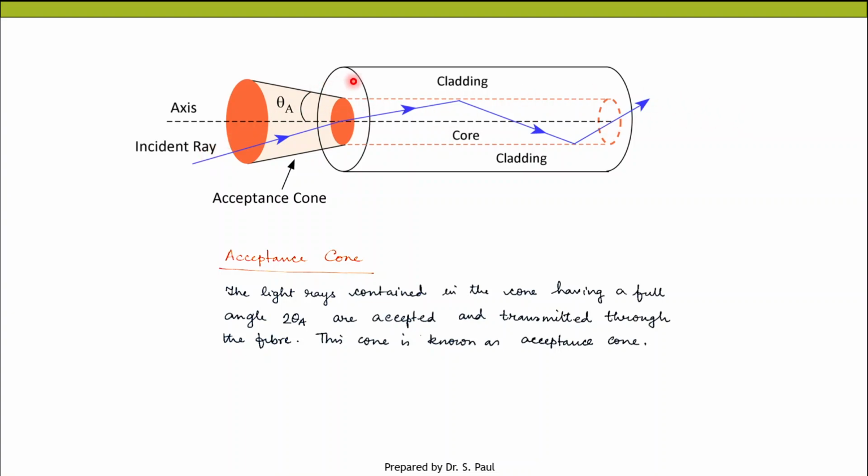The light rays which are incident inside this cone will undergo total internal reflection in the fiber and propagate through it. Otherwise, those rays which fall outside this cone will be refracted and lost in the cladding. So this cone is known as the acceptance cone.